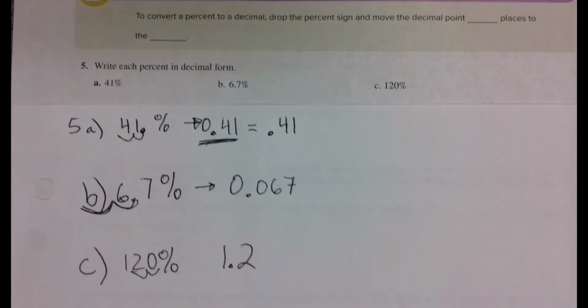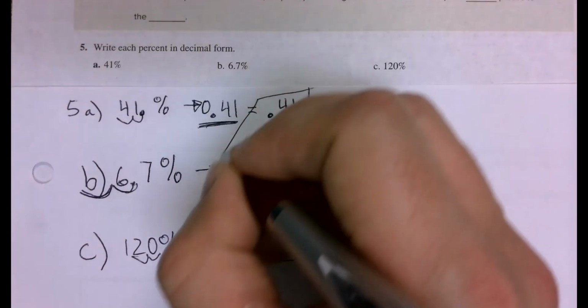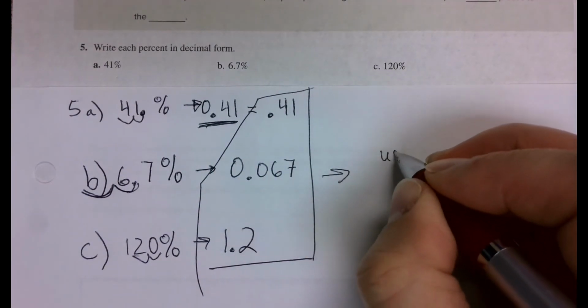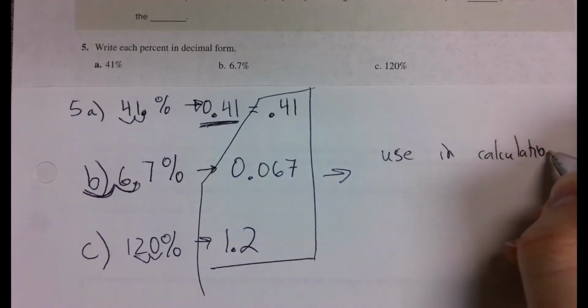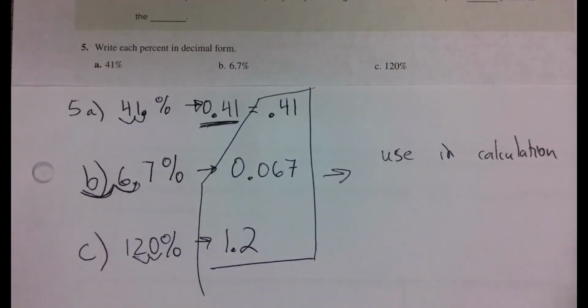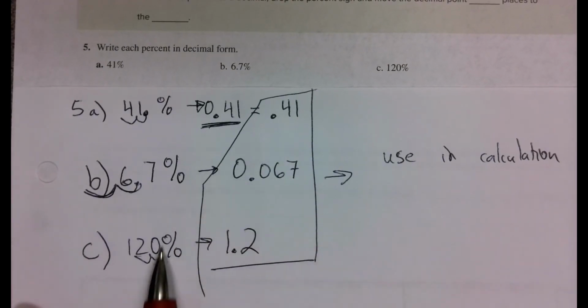Now, here's the thing. These decimal versions of the percent, these are the numbers we use in calculations. If we're multiplying, dividing, adding, subtracting, we want decimals. Unless all of our numbers are in percents, then you can add and subtract and multiply and divide.